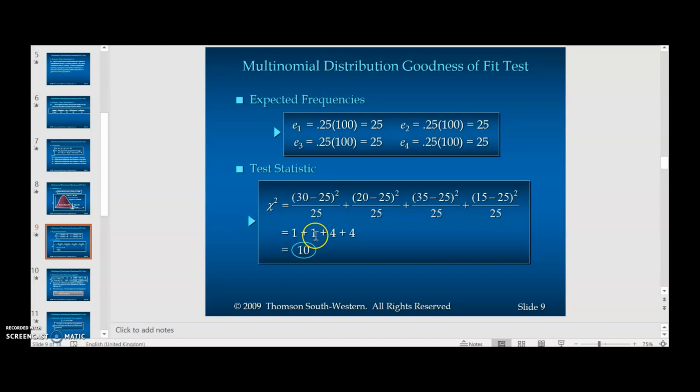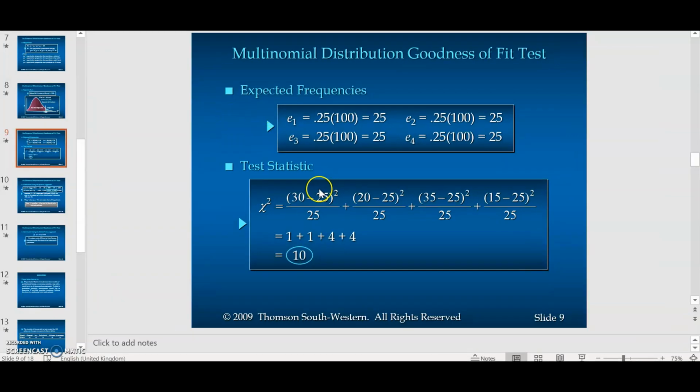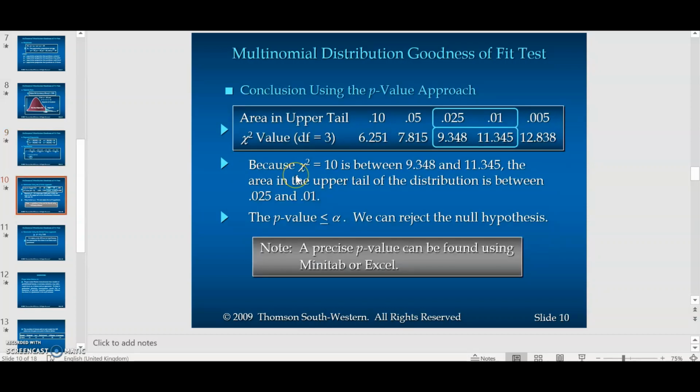So 1 plus 1 plus 4 plus 4 is equal to 10. So this 10 is the chi-square statistic. Our chi-square test statistic is equal to 10. After we have obtained the chi-square statistic, we can already make our conclusion. And the conclusion can be made either based on the p-value approach or based on the critical value approach.